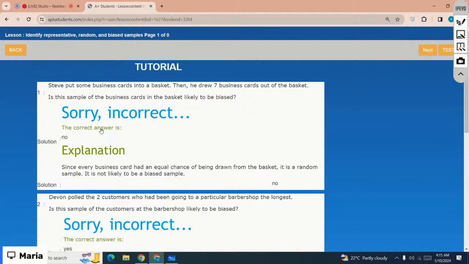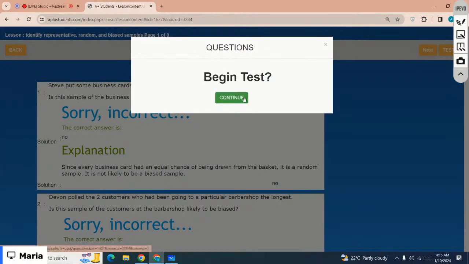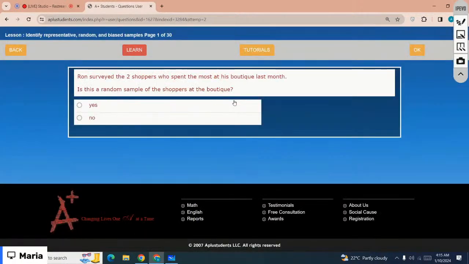Okay, let's start with the test questions. Ron surveyed the 2 shoppers who spent the most at his boutique last month. Is this a random sample of the shoppers at the boutique?